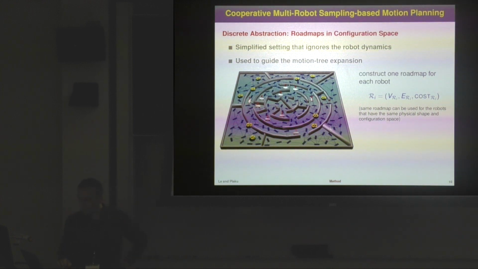But from the perspective of multi-agent path finding, now you do have a graph, and you can use pretty much any multi-agent path finding algorithms to find paths for these multiple robots. We can construct one roadmap for every robot that we have, but if robots share the same physical shape and the same configuration space, then you can construct just one roadmap. But when you do the multi-agent path finding, you are computing that explicit graph, the roadmap decomposition of all the graphs.